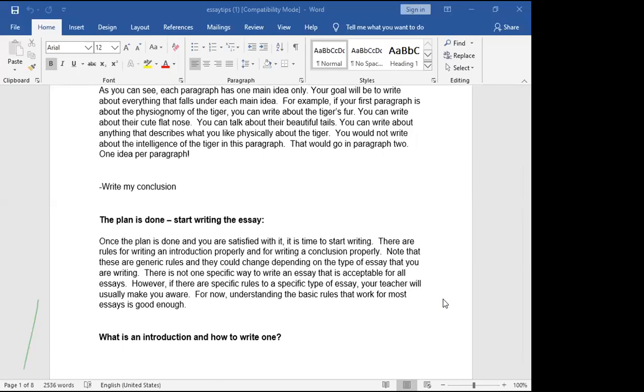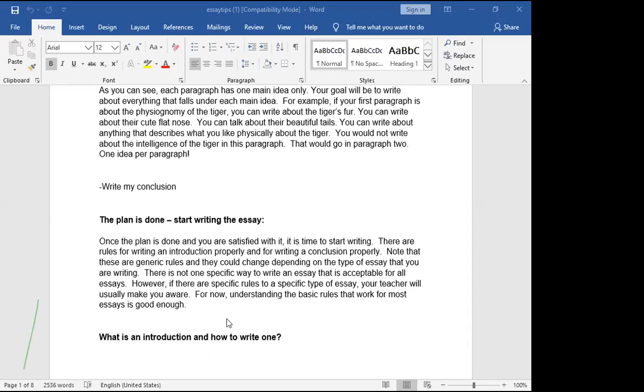We are going to a level whereby most of us should be able to write very nice compositions or very nice essays. Notice that these are generic, which means the rules can change. There is not one specific way to write an essay that is acceptable for all essays, which means our essays should be varieties. However, if there are specific rules to a specific type of essay, your teacher will usually make you aware. For now, understanding the basic rules that work for most essays is good enough.